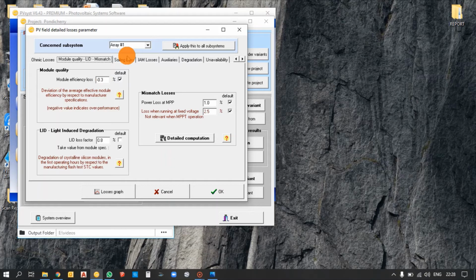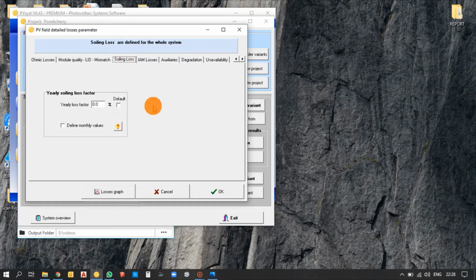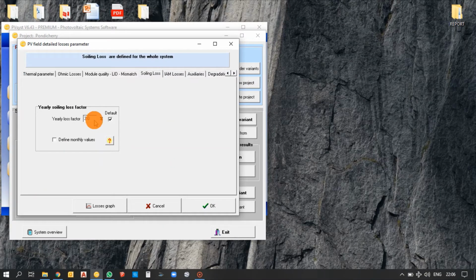And I'm going for soil losses. Soil losses is nothing but accumulation of dust particles on the surface of the PV module, which decreases the performance of the plant. Regular cleaning of modules will reduce the soil losses. You can take soil losses around 2.5%. PVsyst will take around 3%, but you can just use 2.5%.